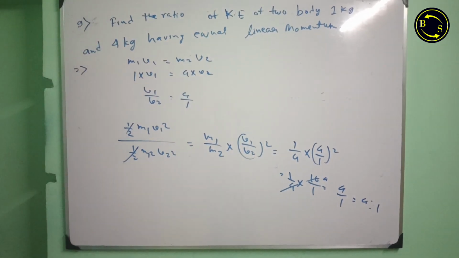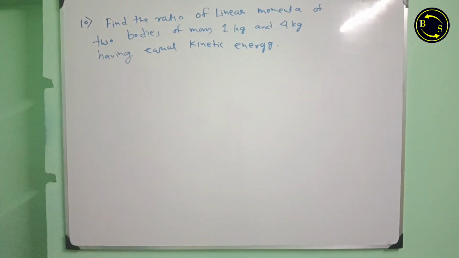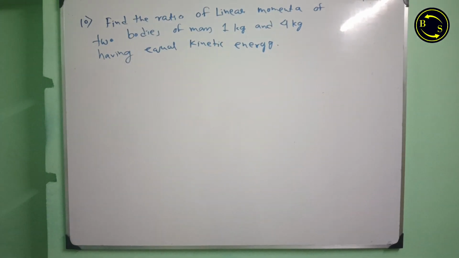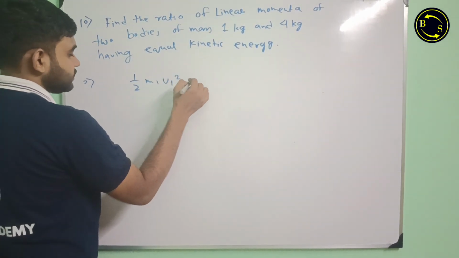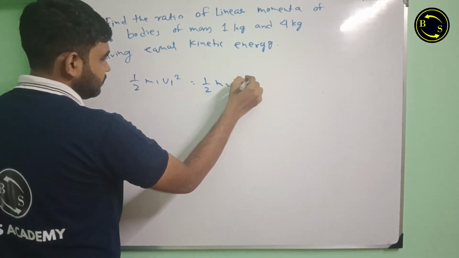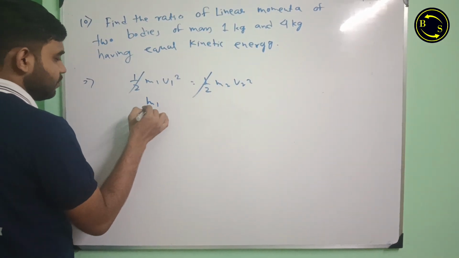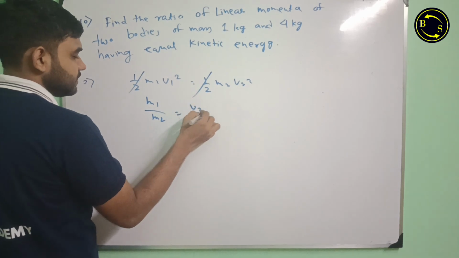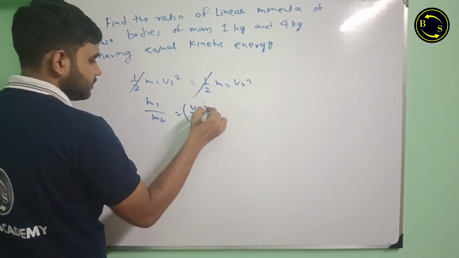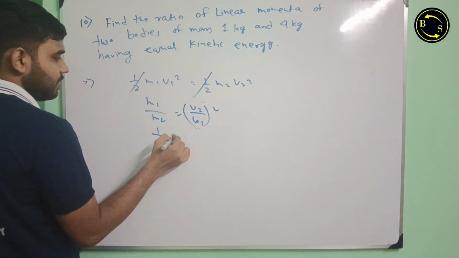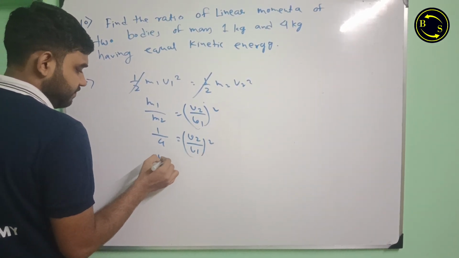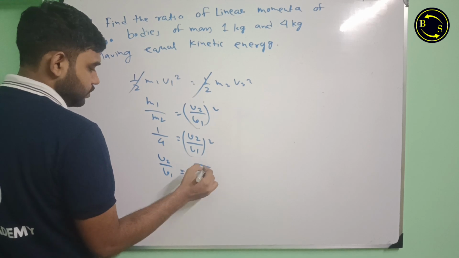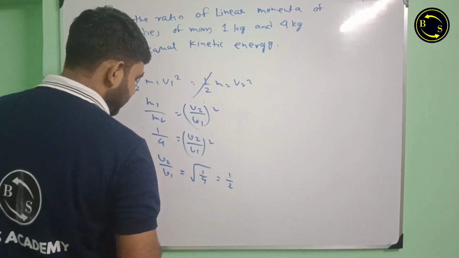Okay, next sum. Find the ratio of the linear momentum of two bodies of mass 1 kg and 4 kg having equal kinetic energy, which gives us half m1 v1 square is equal to half m2 v2 square. Then m1 by m2 gives us v2 by v1 whole square. The value of m1 by m2 is 1 by 4 equal to v2 by v1 whole square. Then v2 by v1 is equal to root over 1 by 4, that means 1 by 2.